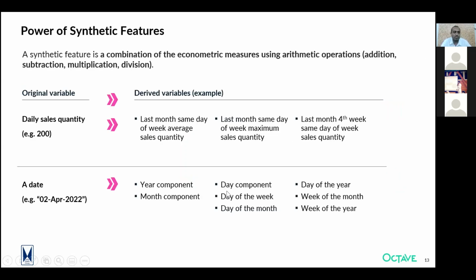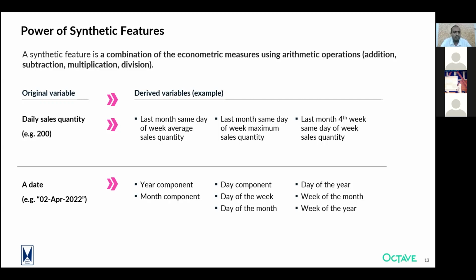Now when it comes to feature engineering, the features which we create using operations such as aggregation and other arithmetic operations such as subtraction, addition, and so on, are known as synthetic features, right? So these are additional predictive features which we can create using the raw data.